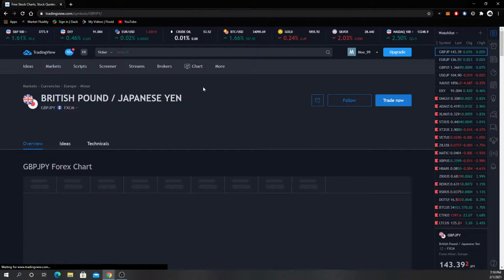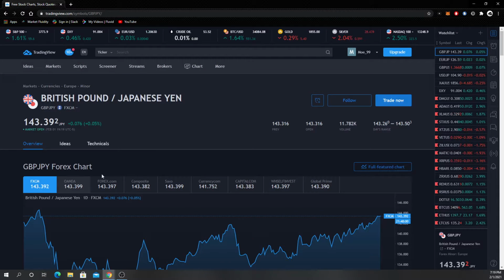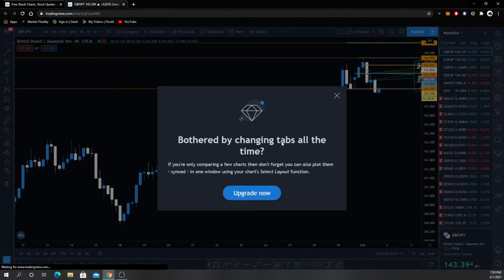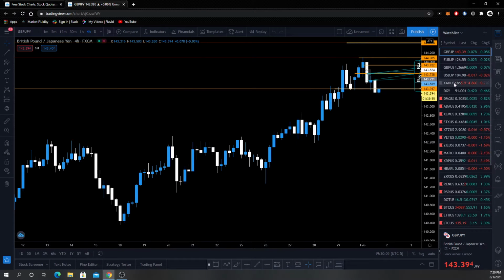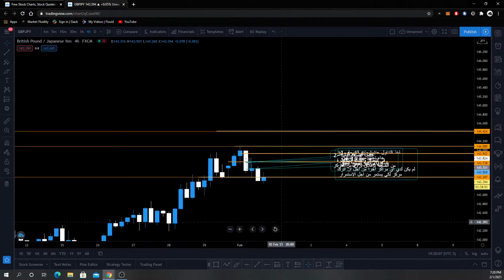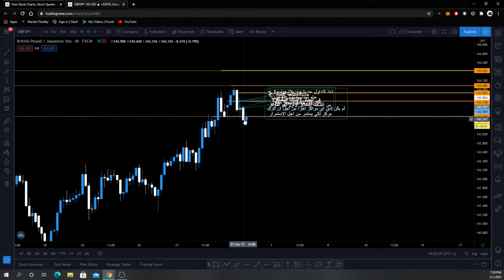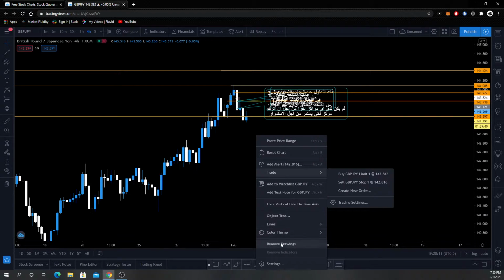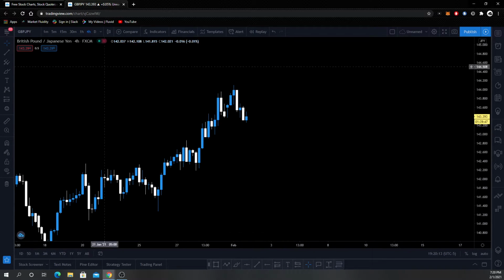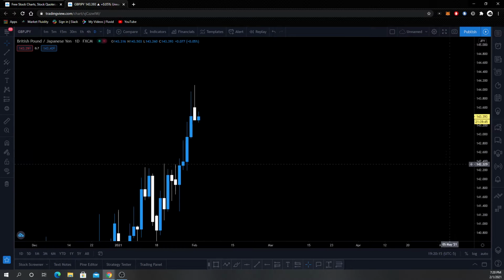So let's go to GBP/JPY, and where is it? View full charts. Okay, let's close this. Okay, beautiful price. Let's get rid of all of these drawings and go to the daily time frame.